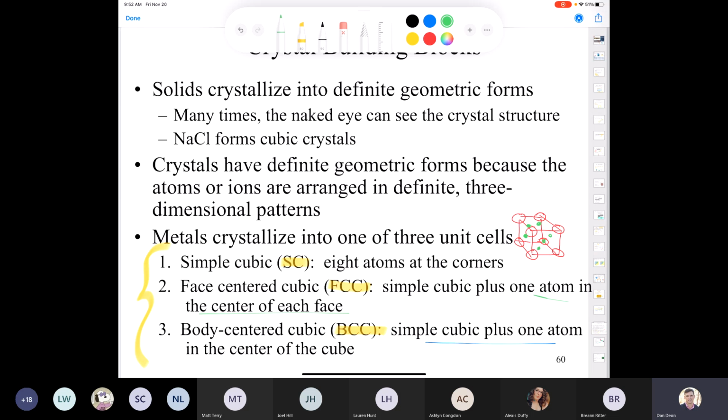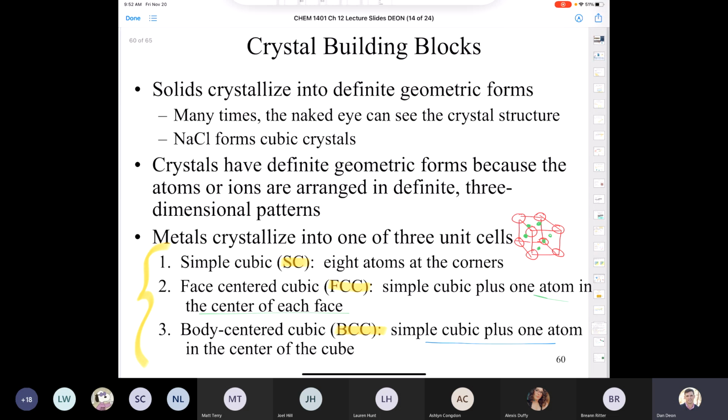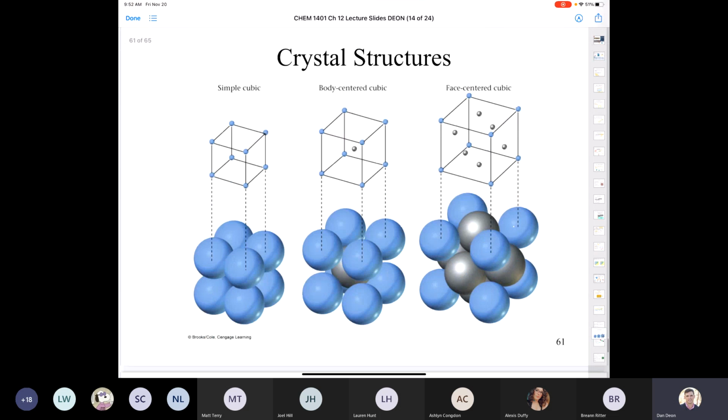Now, if you're like, Mr. Dion, your drawing's terrible. I can't tell what's going on. Well, here we go. Here's something a little bit better. So again, the simple cubic, you see how we just have an atom at each one of the 8 corners of the cube. The body-centered cubic, we get an atom in the middle, or an ion, depending on the type of compound. And in the face-centered cubic, here's a face, for example. See how we have something in the middle there. And all 6 faces have an atom in the middle of it.